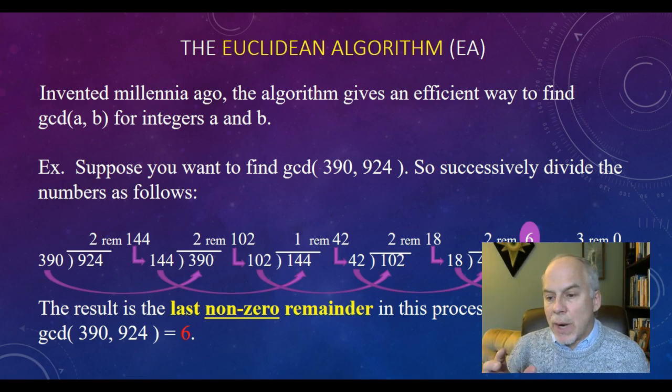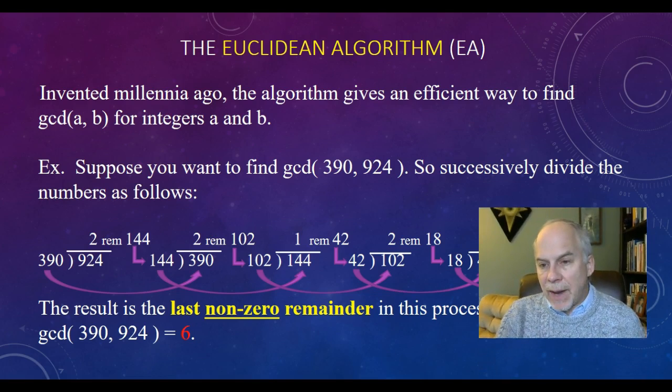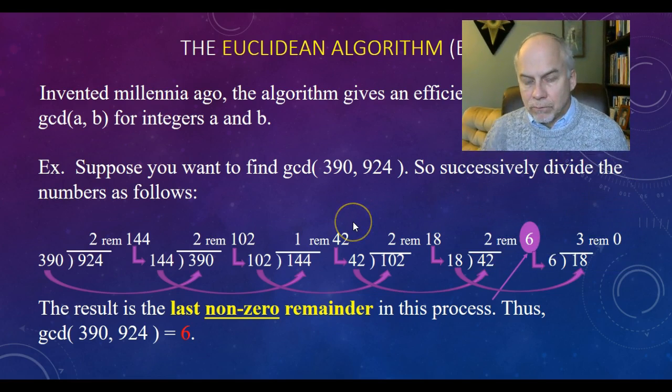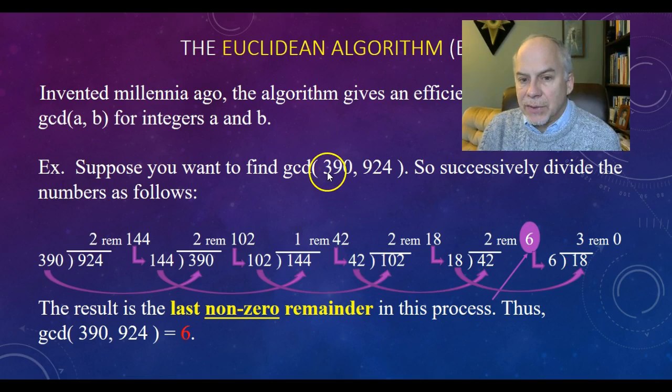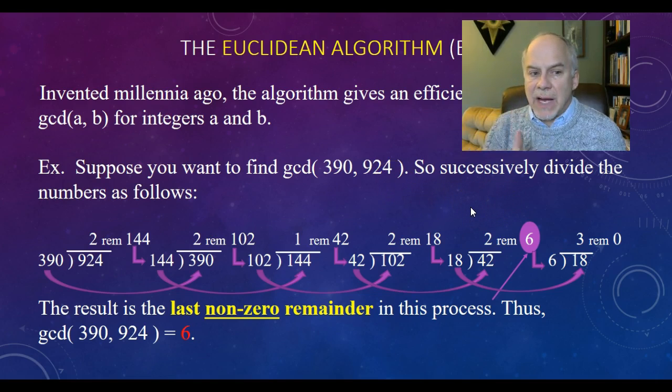Okay, so it's a way where we don't have to figure out the prime factorizations of the two numbers and do it that way. We can do it another way. So suppose that you had to find the greatest common divisor of 390 and 924. So this is what you do. You successively divide the numbers as follows.